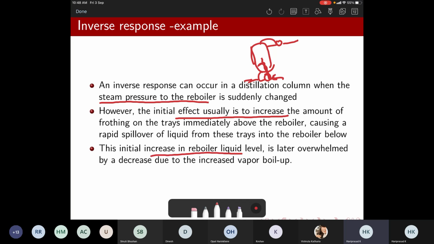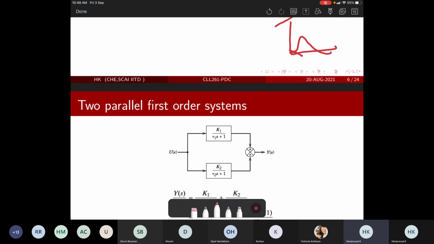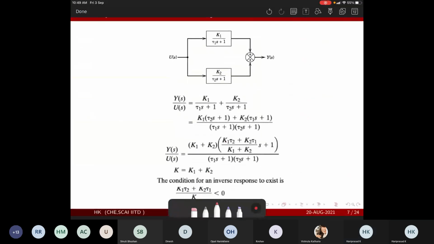This would initially increase the boiler level. But afterwards, what would happen? Due to the increased steam pressure, this would start evaporating. So if you look at the reboiler level here, it would initially show an increase, then it would keep on decreasing. So whatever be the case, your first initial part of the dynamics would have a different direction compared to the final part of the dynamics. So this is basically an inverse response.